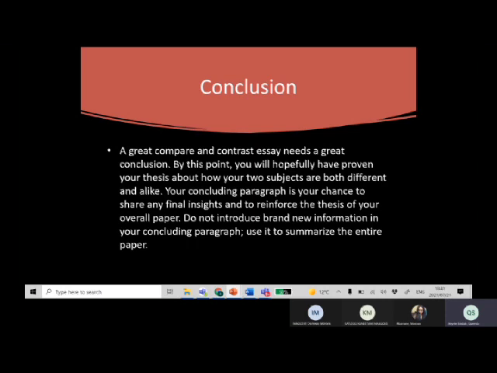In presenting these differences and similarities, you'll be able to show through the similarities and differences that Zimbabwe has a preferable form of education, or through the differences and similarities, you'll be able to show that South Africa has the best form of education, right? So your concluding paragraph is your chance to share any final insights and to reinforce your position. Do not introduce brand new information in your concluding paragraph. Use it to summarize the entire paper.